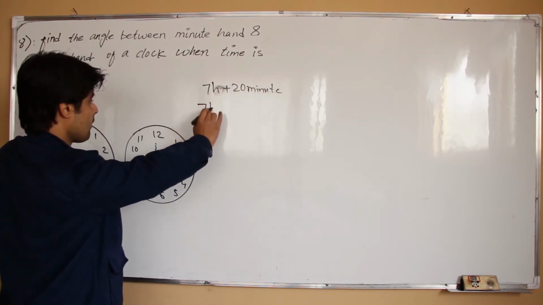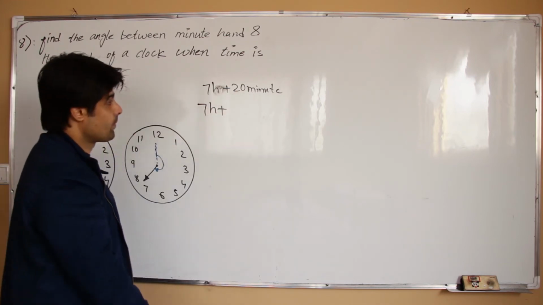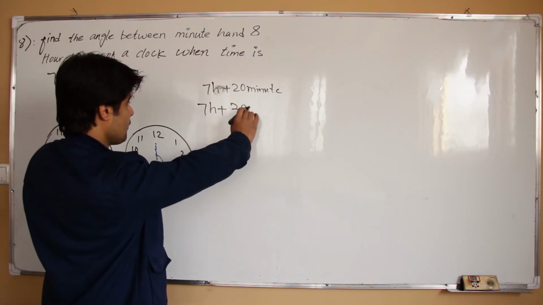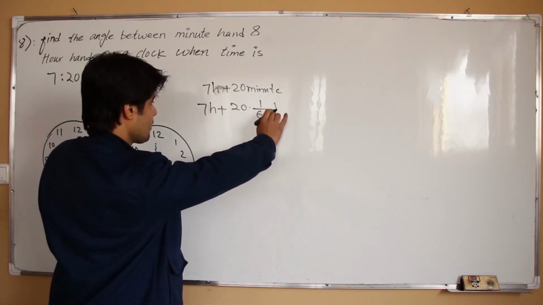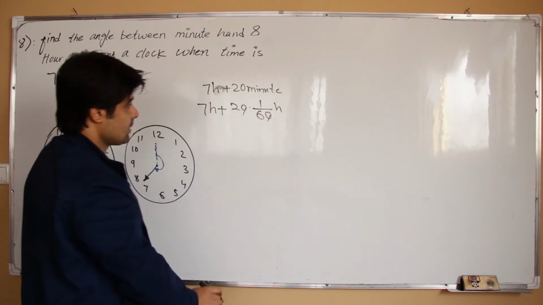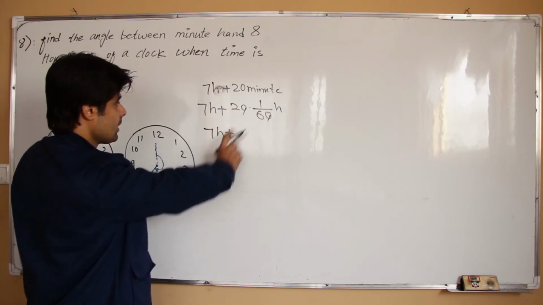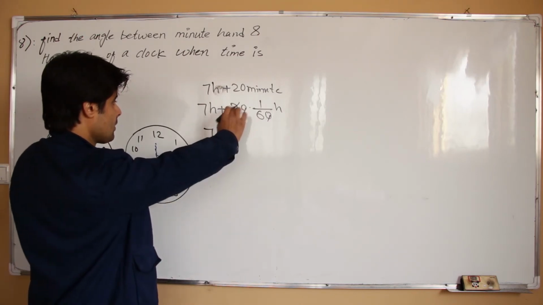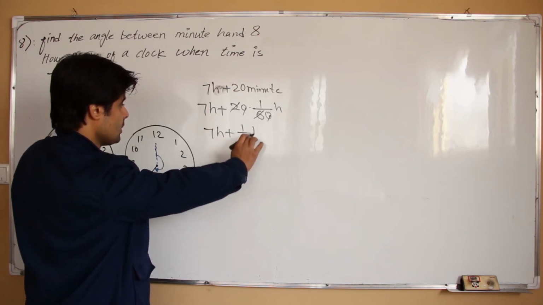Now, 7 hour plus, you have to change this 20 minutes to hours. Every minute is 1 divided by 60 hour. Am I right? Yes. So 7 hour plus 20 divided by 60, or we can cancel, this is 3. 1 divided by 3 hour.